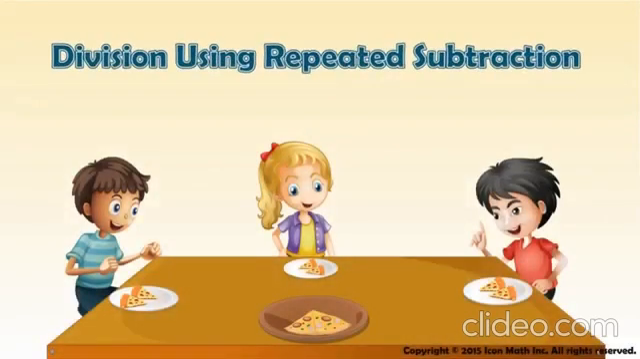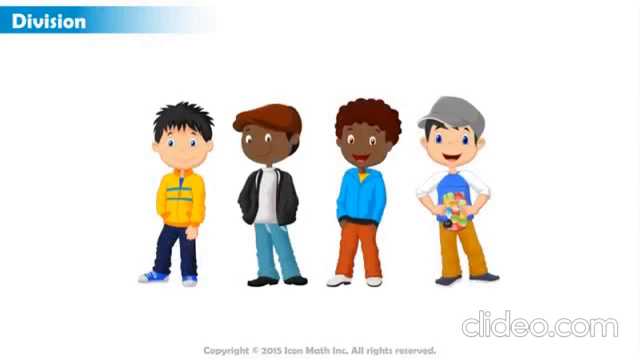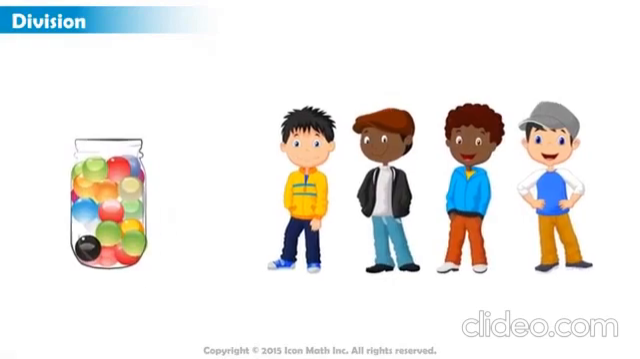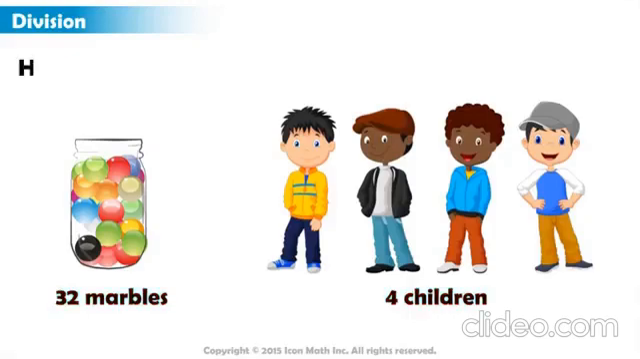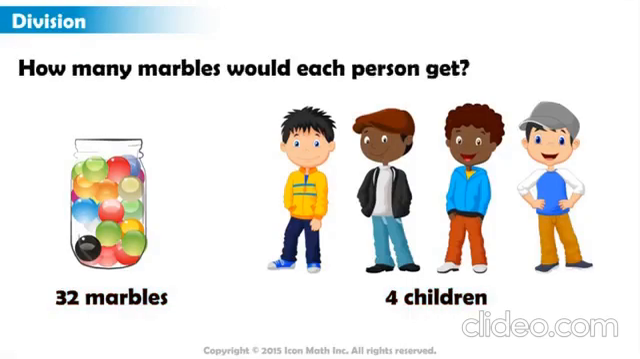Division using repeated subtraction. Jim is going to shoot marbles with his friends. To start the game, each player must have the same number of marbles. Jim has a total of 32 marbles, and he's playing with 3 other friends. So, if Jim divides the 32 marbles among the 4 people, him and his friends, how many marbles would each person get?